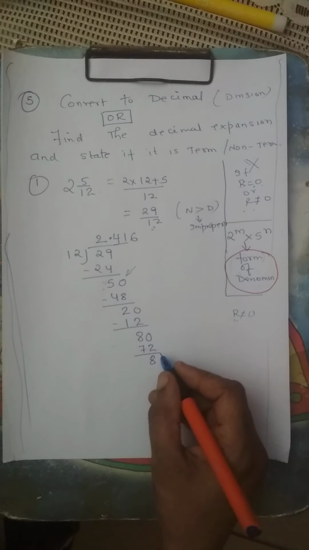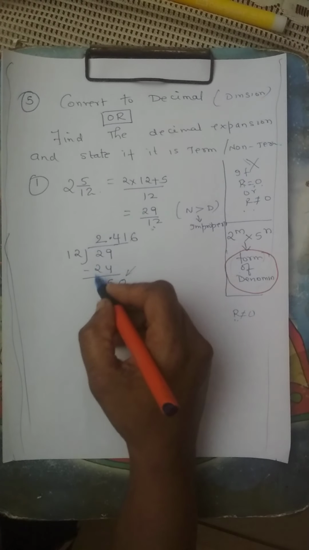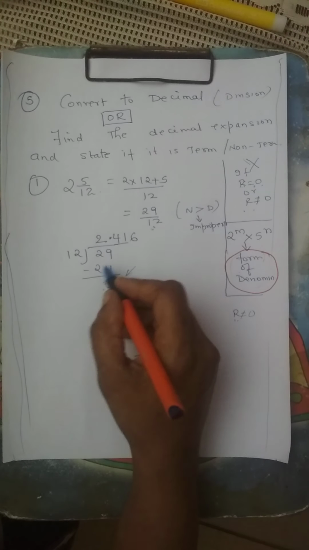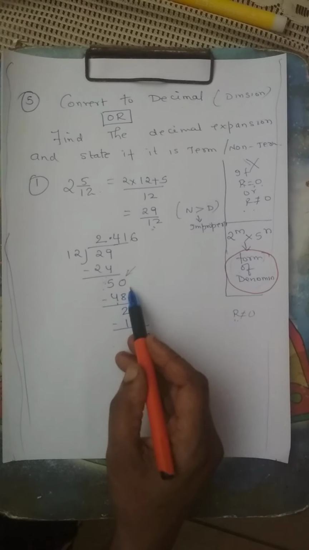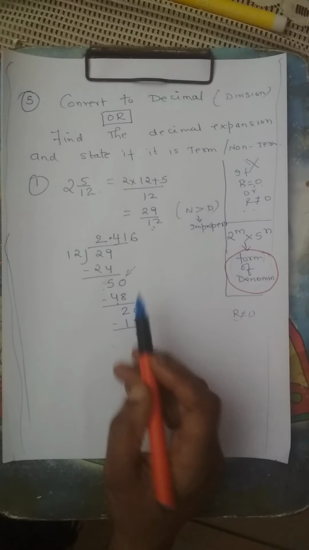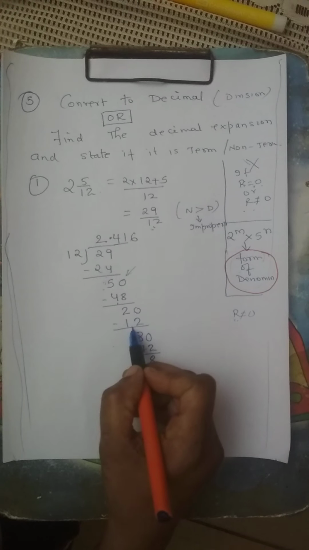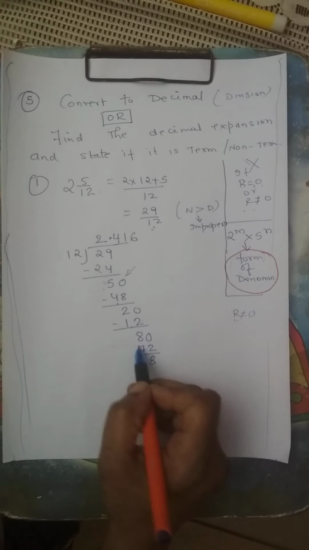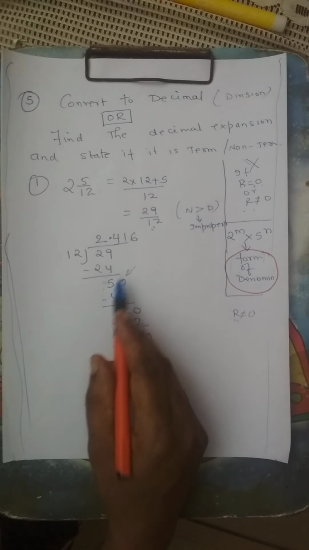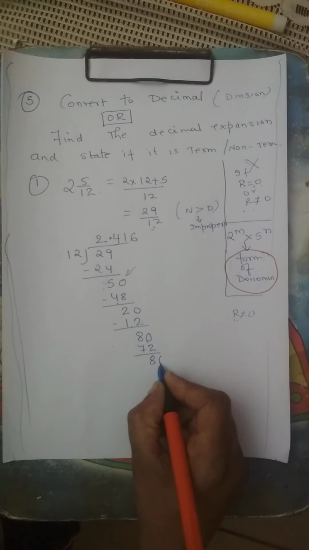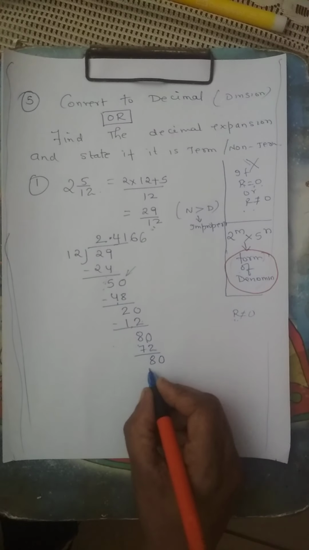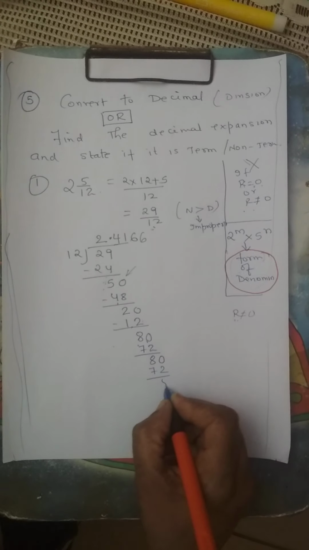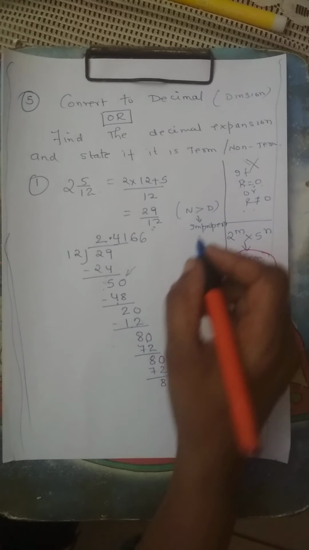We'll check that we did the division correctly. 12 2s are 24, 12 3s are 36. Now 5, 12 4s are 48. Let's see if we did it correctly. 12 1s are 12. Okay. Now 12 6s are 72. What will happen here? 6. Again, what will happen?